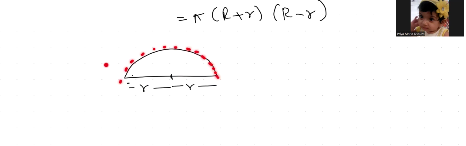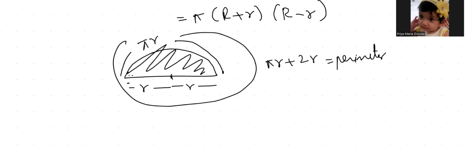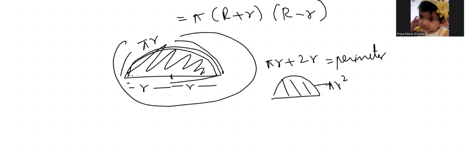So the circumference is what? It is 2 pi r. But half of 2 pi r is just pi r, not 2 times, because it's only a semicircle, right? Half of it. So if you want the perimeter of this portion, it will be pi r plus 2r. Perimeter means the outer boundary of this semicircular region. And the area of a circle is pi r square. The area of the semicircular region will be pi r square divided by 2.